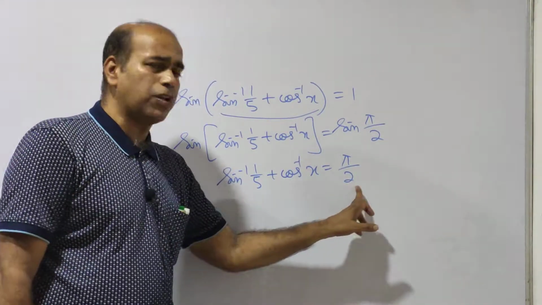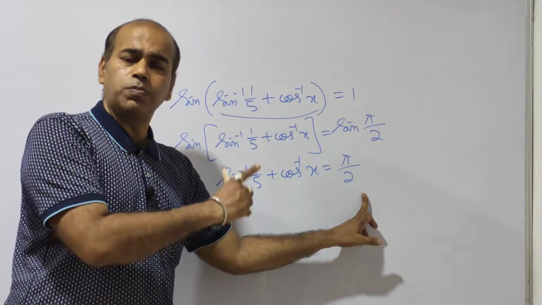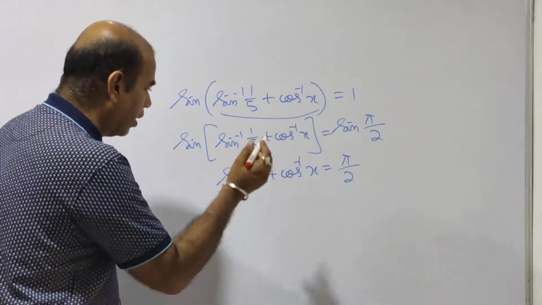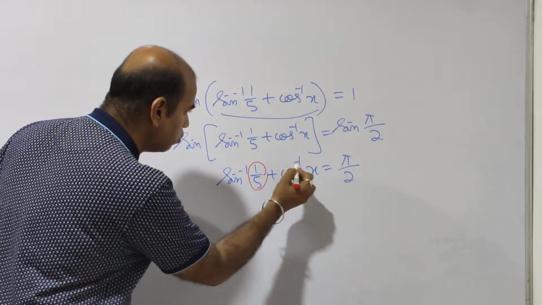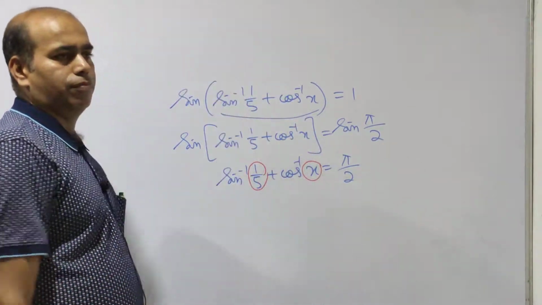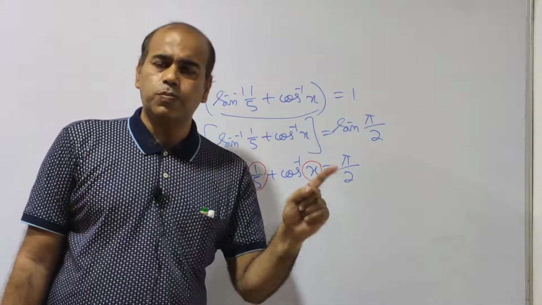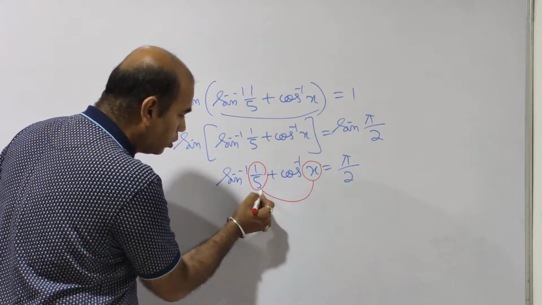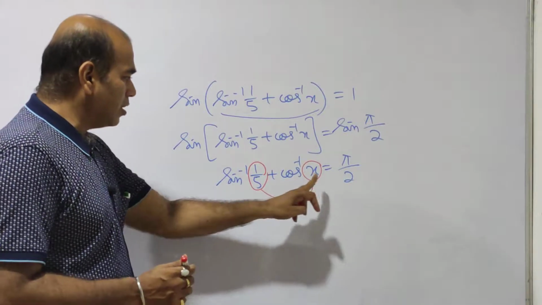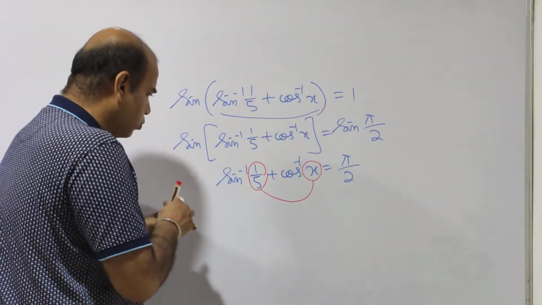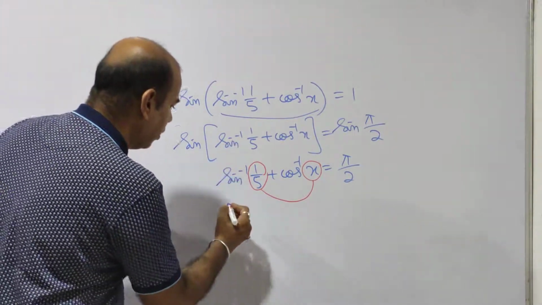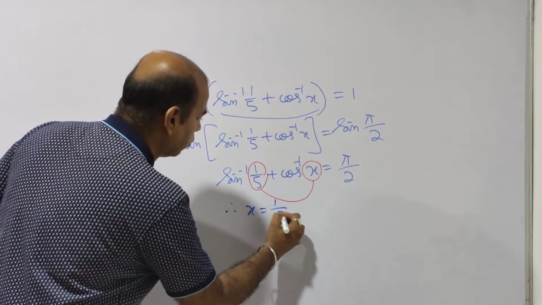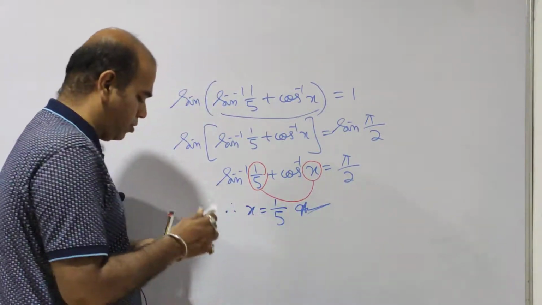Now when is this possible? When is sine inverse plus cos inverse equal to pi by 2? When these two are equal, that is, sine inverse x plus cos inverse x is pi by 2, when both of these are x. So if this is x, this is 1 by 5. So what can I write? I can write therefore x equals 1 by 5, and that is the answer.